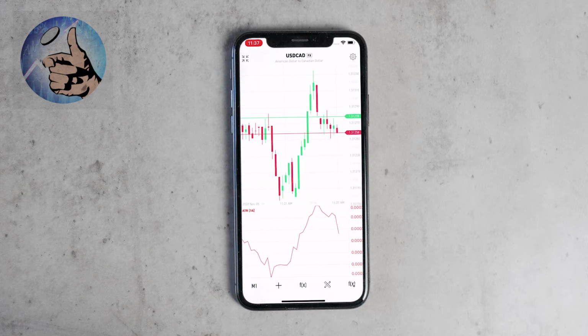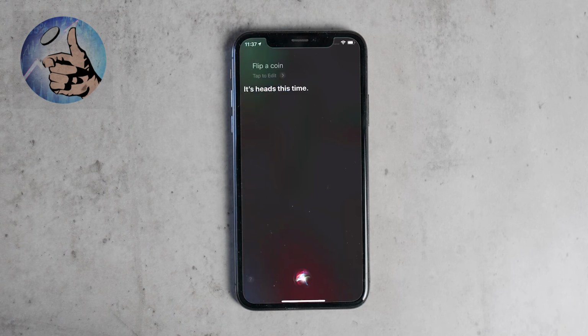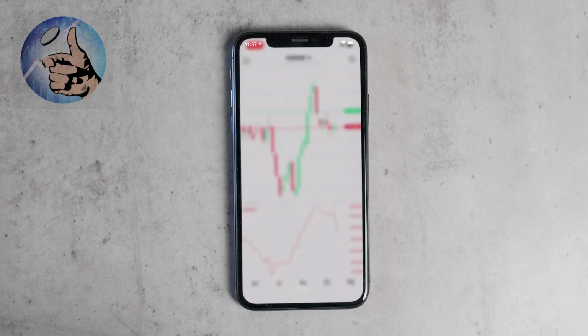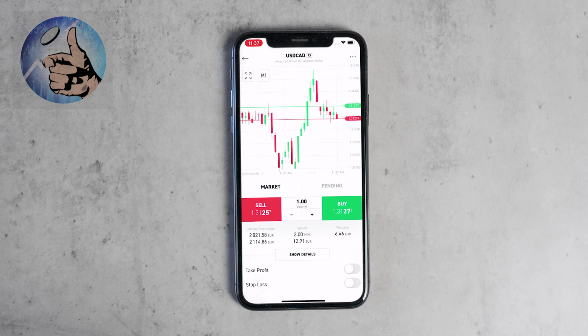In order to determine the direction, of course, let's flip a coin. Flip a coin. It's heads this time. So as you can see, it's heads this time. So that means that we are buying. So let me just set everything up. We are on the 4-hour time frame at the moment.